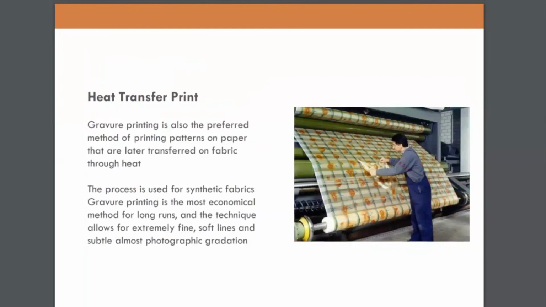There's also heat transfer printing. And I like this little example because you can actually see that heat transfer that's going to be placed on top of the actual fabric. So gravure printing is also the preferred method of printing patterns on paper that are later transferred on fabric through heat. So again, look at that size here. You can look at the size, and then here you're looking at that piece of paper that's used for heat transfer.